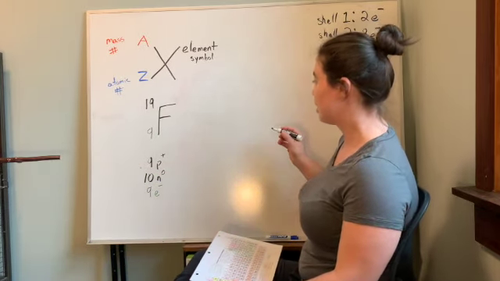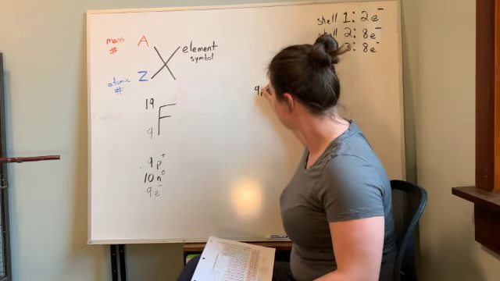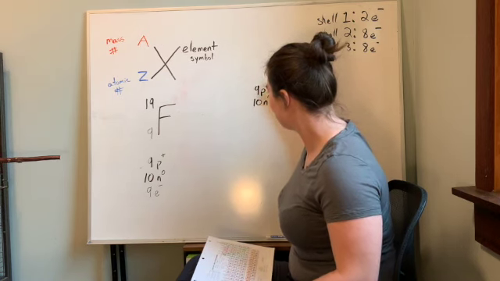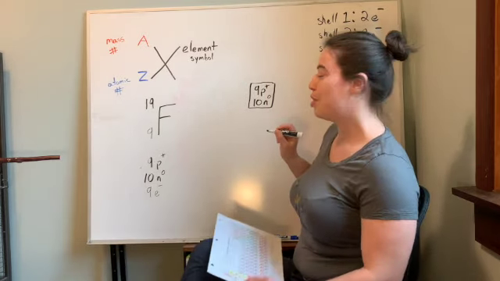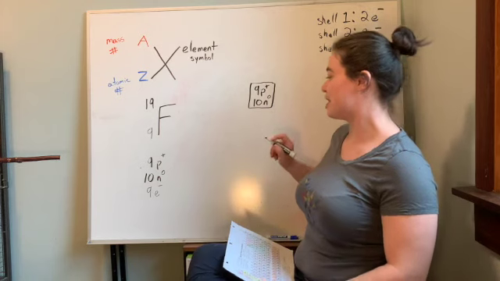Now, let's start drawing. I'm going to start with my nucleus. In my nucleus, I've got those 9 protons and those 10 neutrons. Again, you can just say how many you have. You don't have to draw a whole bunch of little circles. We're just going to represent them with these letters instead.